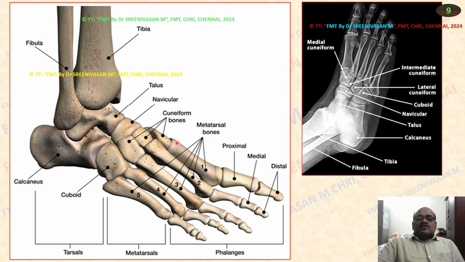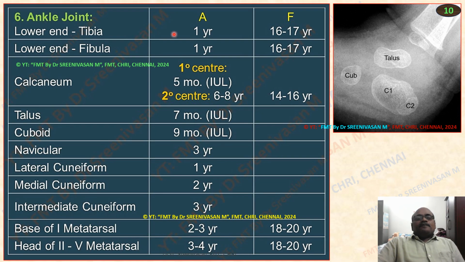Then base of first metatarsal, heads of second, third, fourth, and fifth metatarsal, similar to heads of metacarpals we have seen in the wrist joint. So there are two centers, one for lower end of tibia and other for lower end of fibula. Both appear at 1 year. Both fuse at 16 to 17 years with the respective diaphyses.